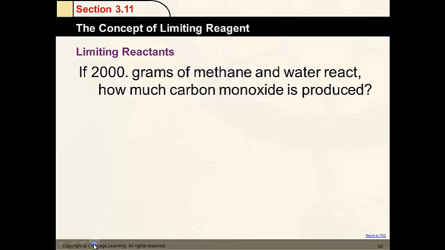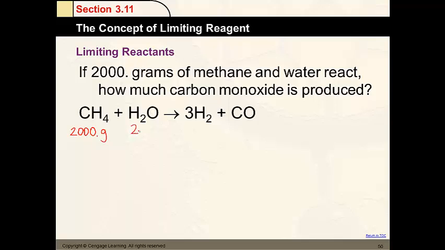We're going to do an example here where we start with 2,000 grams of a substance, methane, and 2,000 grams of water, and we're trying to see how much product is produced from this reaction. So I'm just going to label my work here. I have 2,000 grams of methane and 2,000 grams of water. Now you're thinking, oh, it's the same amount, so we're not going to run out of either one of them. But remember that the gram amounts are not relevant. It's really the mole amounts that matter. We're looking for an amount of carbon monoxide that's produced.